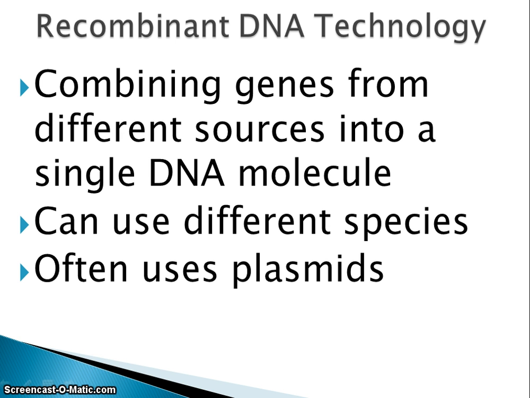Recombinant DNA is combining genes from different sources into a DNA molecule. And you can use different species using plasmids in particular. If you remember, plasmids were circular pieces of DNA. So recombinant DNA is molecules that contain DNA sequences derived from different sources that have been joined together in a laboratory.